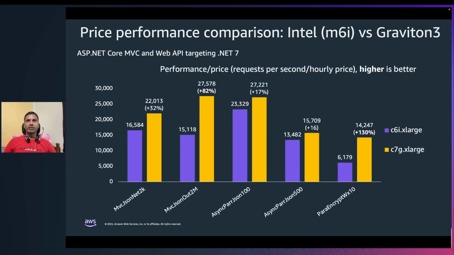When the same tests were run on Graviton 3 instances with .NET 7, he found that the MVC app returning 2 megabytes of JSON was providing 82% better performance as compared to Intel instances, which is a 20% jump from Graviton 2 instance price performance. However, the Web API app returning encrypted weather forecast data provided the best price performance on Graviton 3 instances, which was 130% better than Intel instances. This shows that for compute intensive workloads, Graviton 3 instances provide much better price performance as compared to Graviton 2 instances, which were already providing better performance as compared to x86 instances.